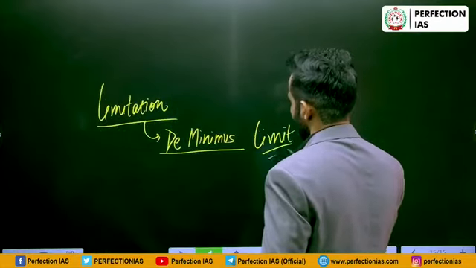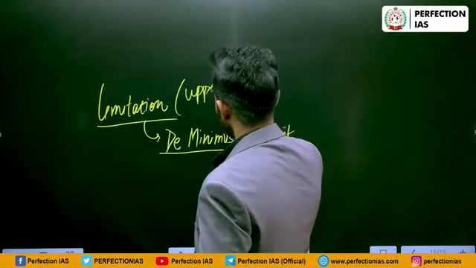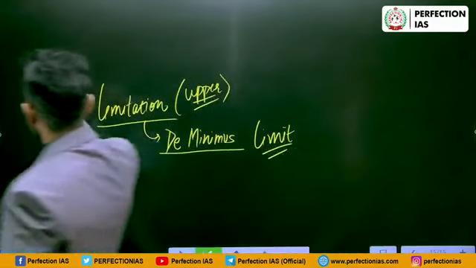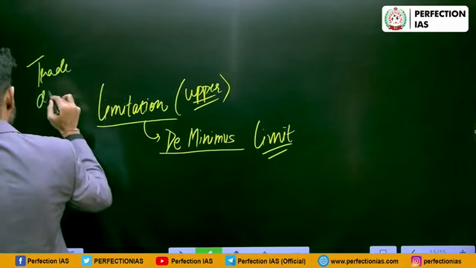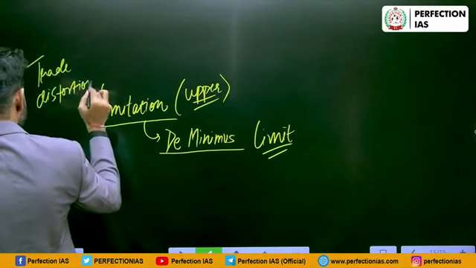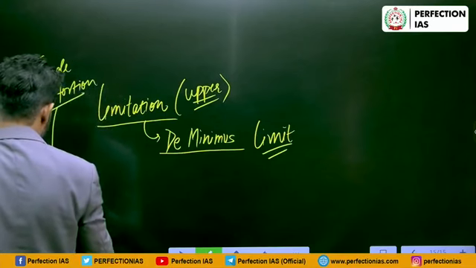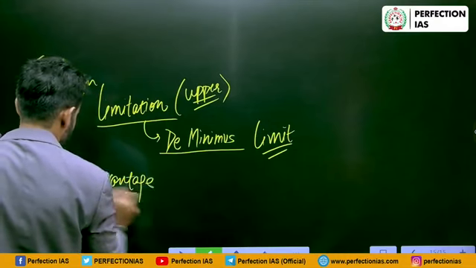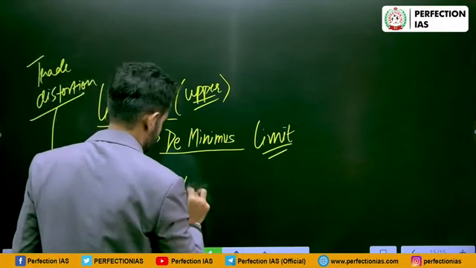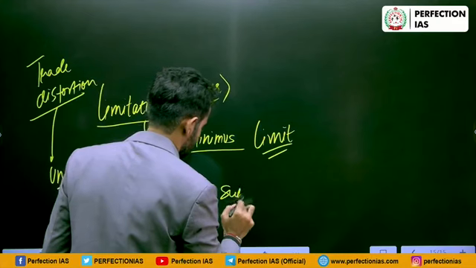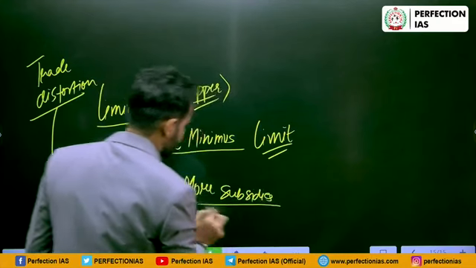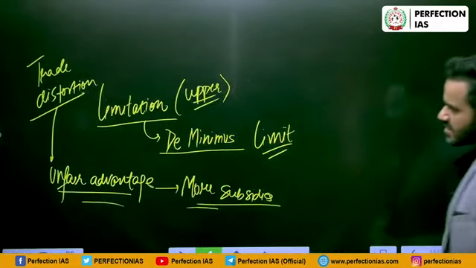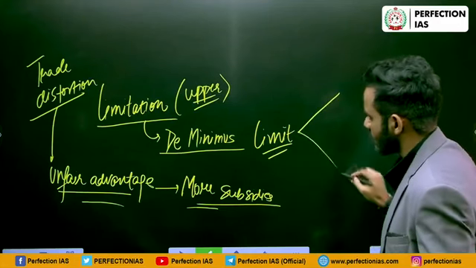That means this is the upper limit. Why upper limit? Because if there won't be any upper limit, in that case they will have trade distorting impact. That means they are going to give unfair advantage to those who are providing more amount of subsidies. That is why a limitation is imposed on the amount of subsidies a country can provide to its population, and this limit is known as de minimis limit.